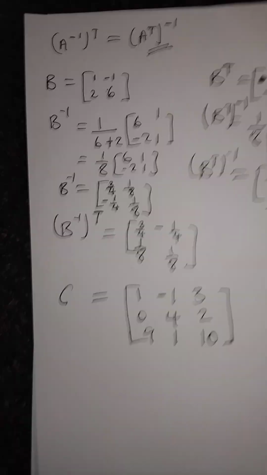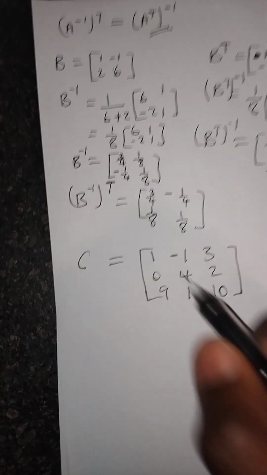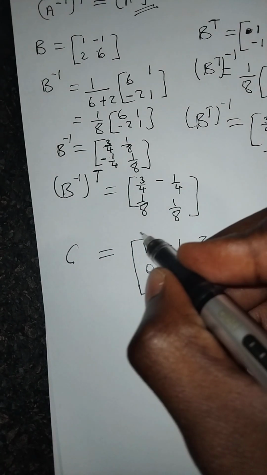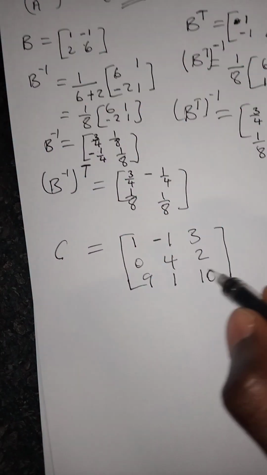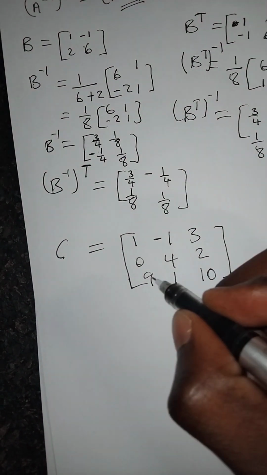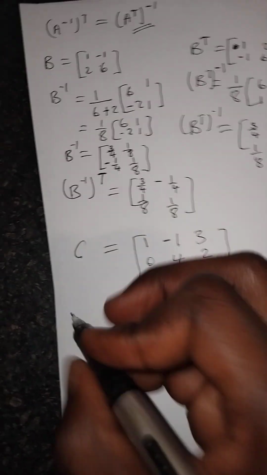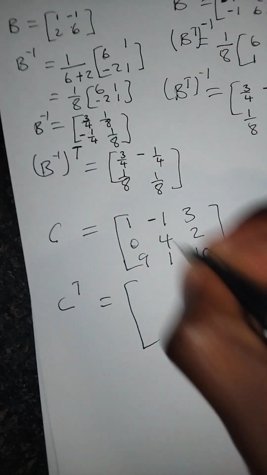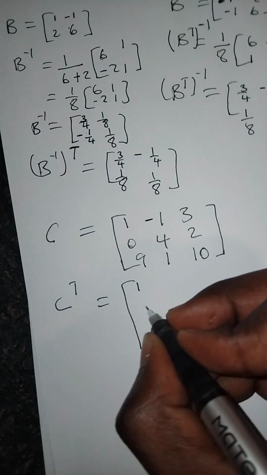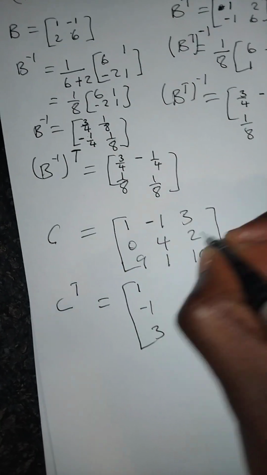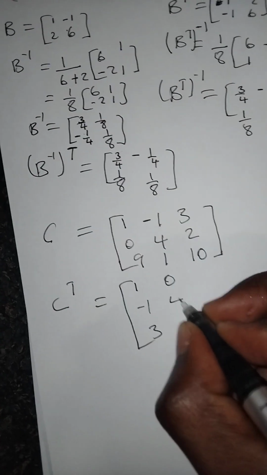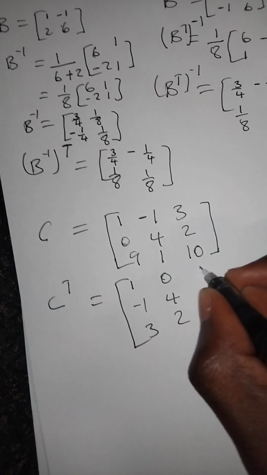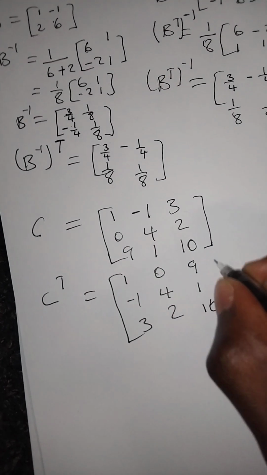Okay, so I'm going to do it two ways quickly: applying the definition that the rows become the columns, and also keeping the diagonal as it is and exchanging the corresponding entries. So the transpose of C, by definition: this row has to change to a column, so it's 1, -1, 3. Then this row changes to a column, 0, 4, 2.